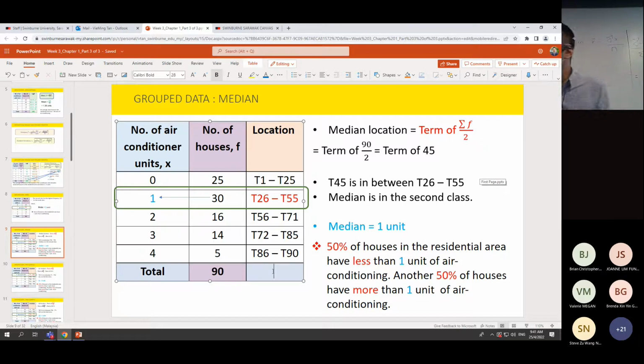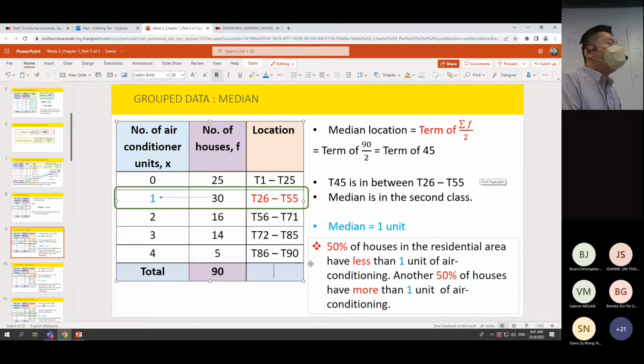So this group of households have 4 aircons at home. T86 until T90 households have 4 aircons at home. Each of them has 4 aircons in the house, and that's the meaning. So the first step is we need to build the location column first when we want to calculate the median value for the group data. So far so good?